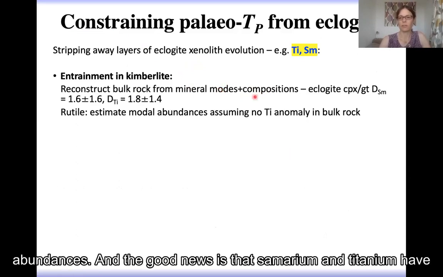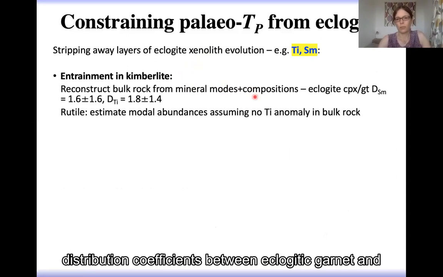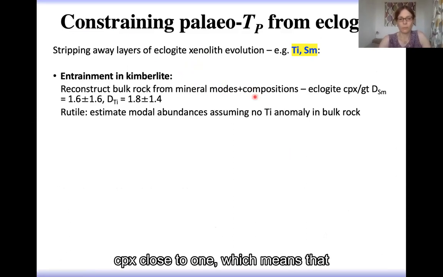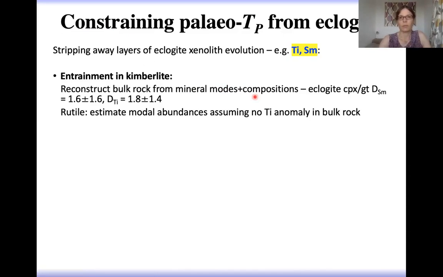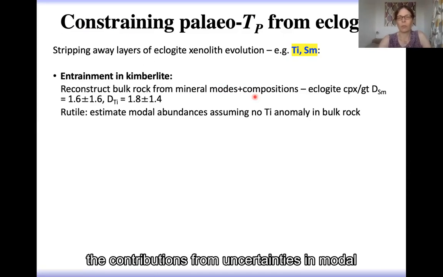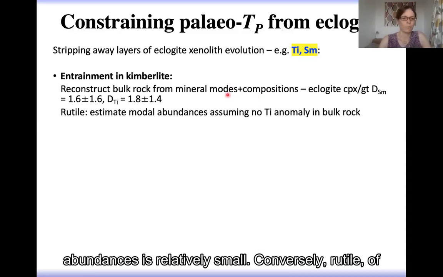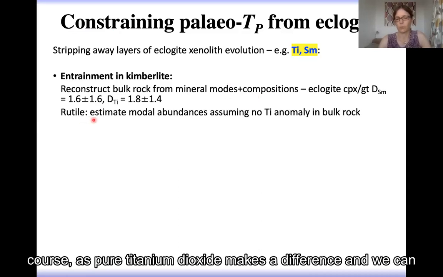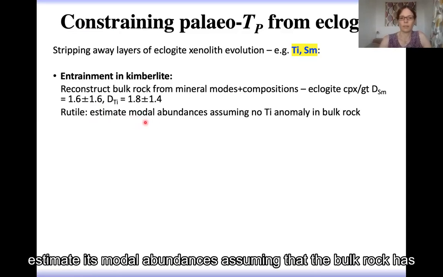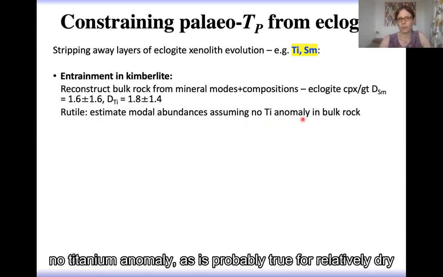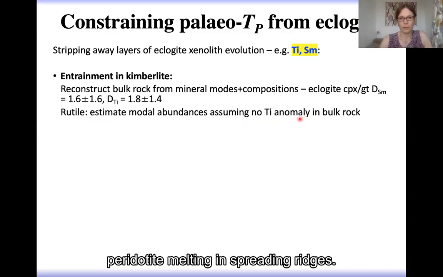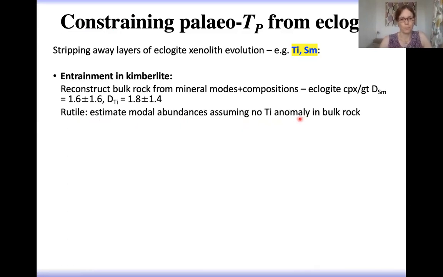And the good news is that samarium and titanium have distribution coefficients between eclogitic garnet and CPX close to 1, which means that the contributions from uncertainties in modal abundances are relatively small. Conversely, rutile, as pure titanium dioxide, makes a difference, and we can estimate its modal abundances assuming that the bulk rock has no titanium anomaly, as is probably true for relatively dry peridotite melting in spreading ridges.